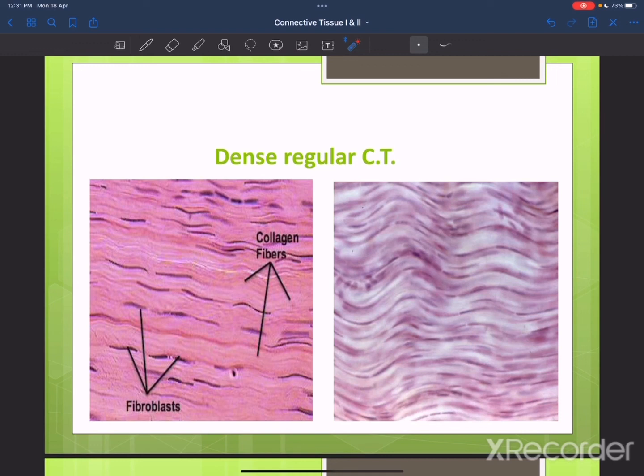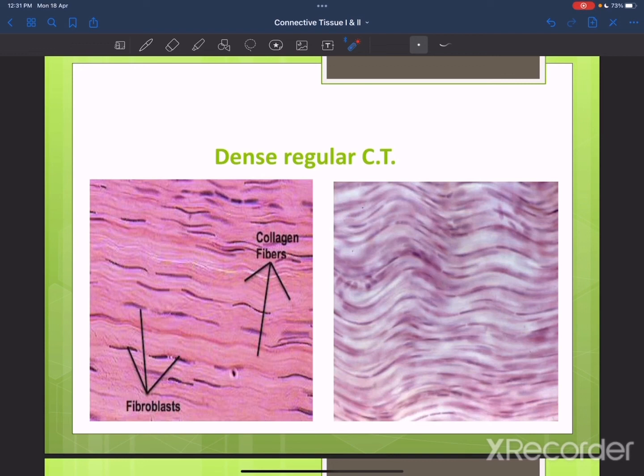When you look at the slide, you recognize an organized pattern: a group of bundles or structures running in an organized way, not randomly. So this is a regular part, and it is denser. It is a dense type of connective tissue.